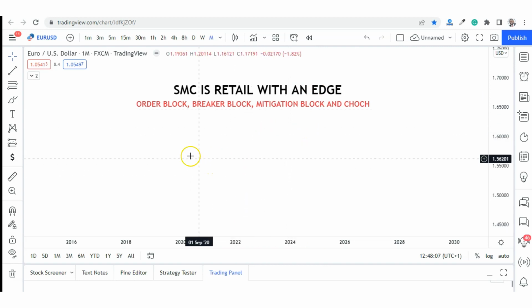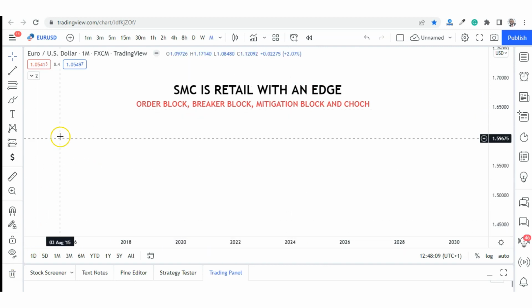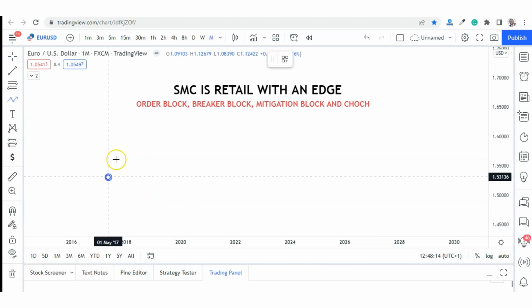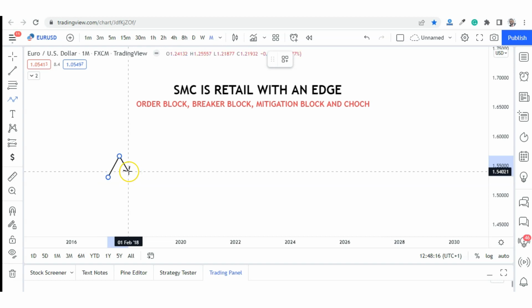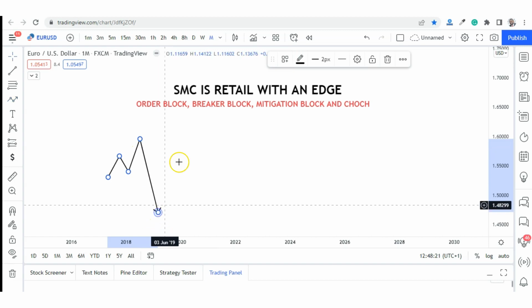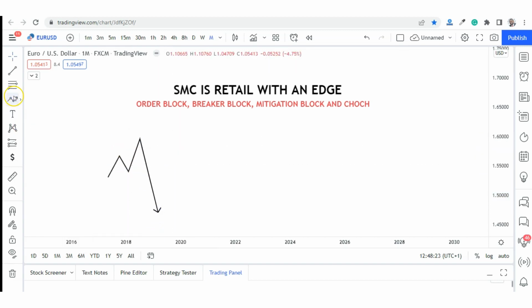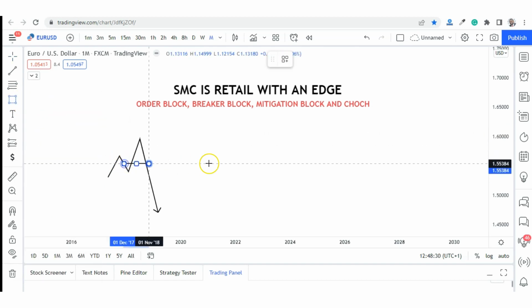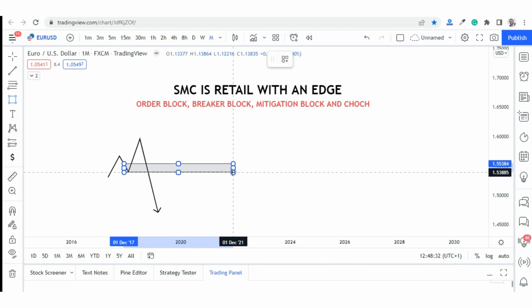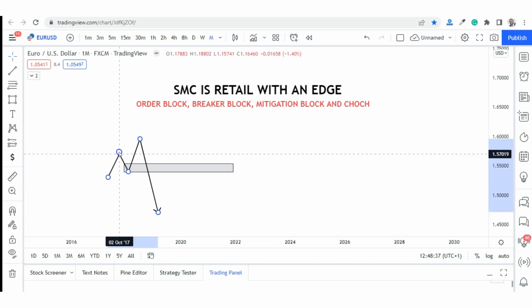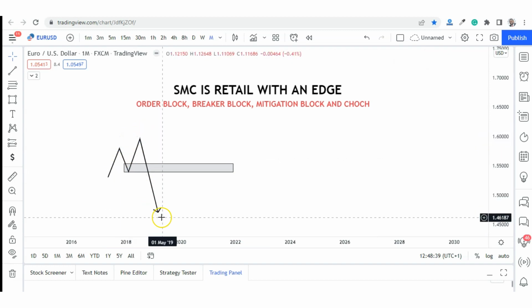Without wasting time, let's look at the breaker block. Now, the typical breaker block is this. For a bearish breaker block, we have something like this. The last down candle before the move up is a breaker block. It went up, broke this high, then it moved down.